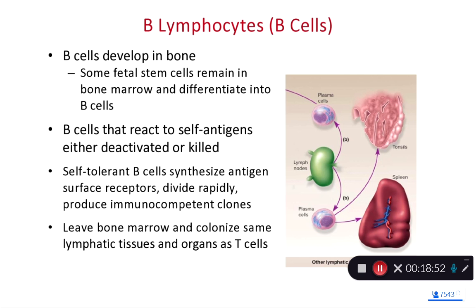Once our B lymphocytes are activated, they divide very, very rapidly, and they form 2 kinds of cells that we'll talk about in subsequent slides in more detail. Those 2 cell types they form are plasma cells and B memory cells. An activated B lymphocyte will turn into plasma cells and B memory cells.